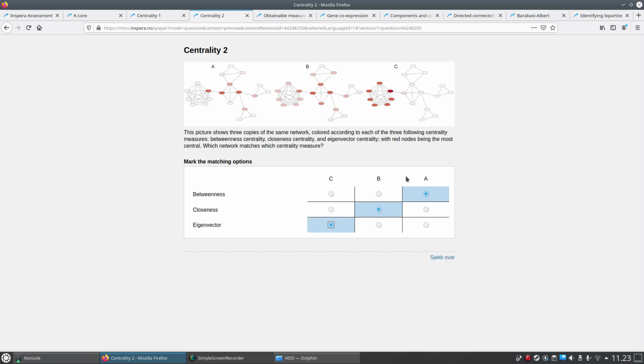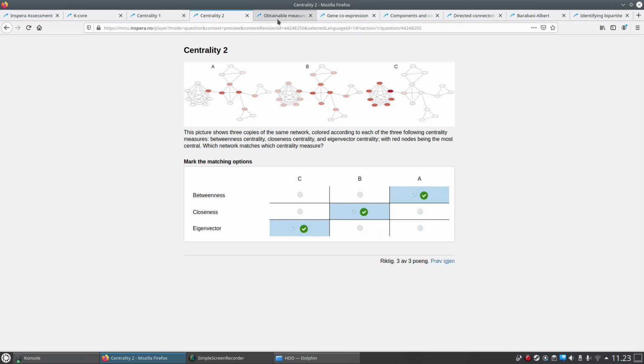So B is closeness, A is betweenness, yes, and C is eigenvector. And there we go.